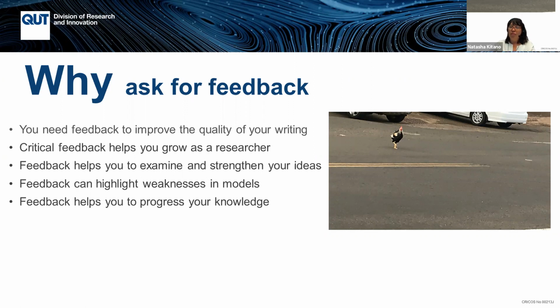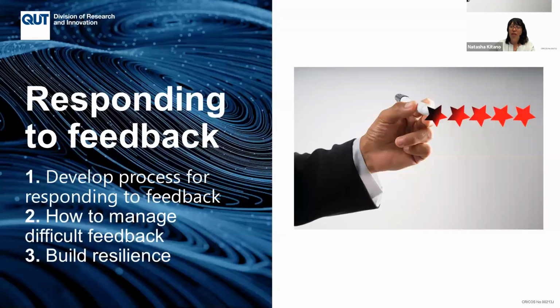Okay, so now we're going to move on to responding to feedback. And so just as the ability to deliver effective feedback is a key skill for the supervisors, the ability for you as the student to receive feedback and deal with objective critique is also a key skill for you, the research student. So we're going to break this into 3 parts. We're going to develop a process for responding to feedback. Then I'm going to talk to you about how to manage difficult feedback and also about building resilience.